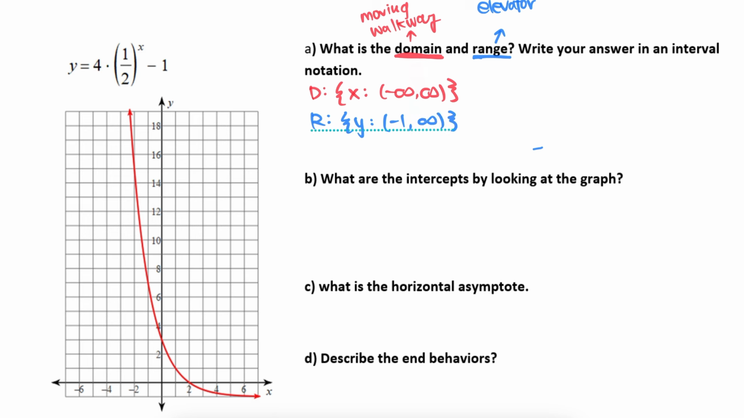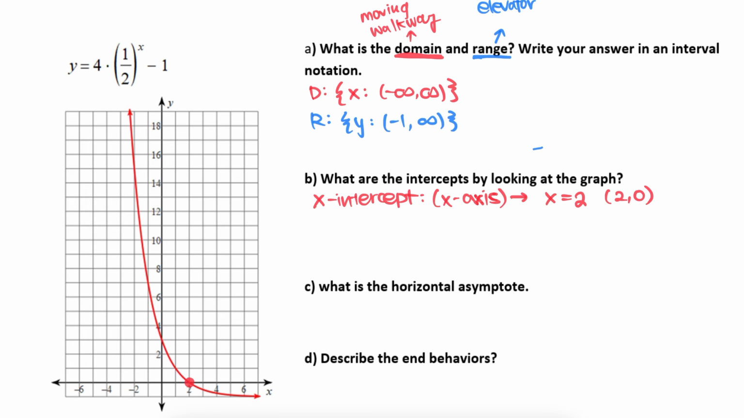Okay, and then the second question is asking what are the intercepts by looking at the graph. Okay, looking at the graph, x-intercept is always on the x-axis. Okay, so then x-axis is right here. It says x here. This will be your x-intercept. So x is equal to 2. If you were to write it as an ordered pair, it should be 2, 0.